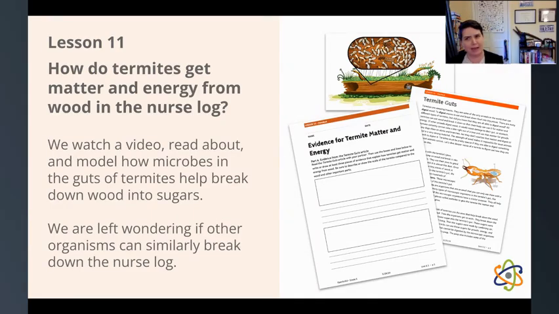How can they eat wood and get matter and energy? We use a really rich set of resources here to figure out that there are actually little tiny microbes, little tiny things in their gut that help break down the wood back into those sugars that the nurse log, when it was a living tree, made with sun, air, and water. And we're wondering then, are there other organisms that do this? And we want to go back now to those mushrooms, right?